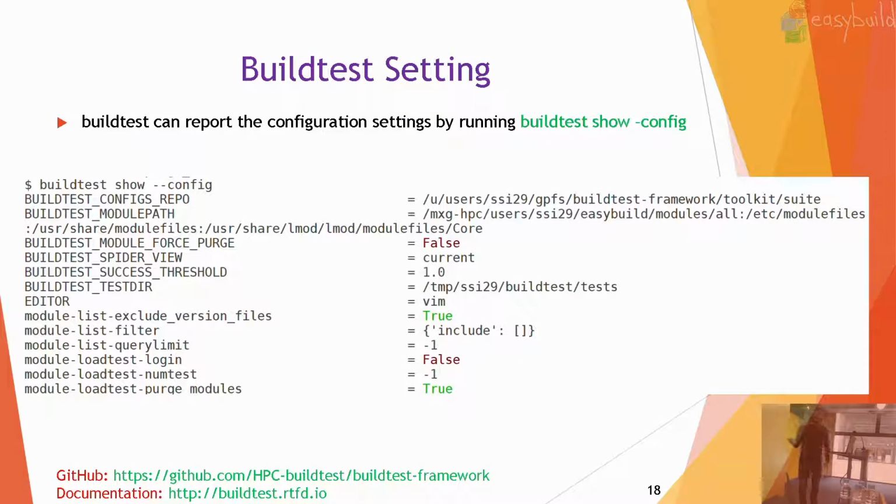Here is just a view of the report of the Buildtest configuration. You could do buildtest show --config, and it'll just give you all the configuration values that are set, and that could be useful to troubleshoot when you're using Buildtest.